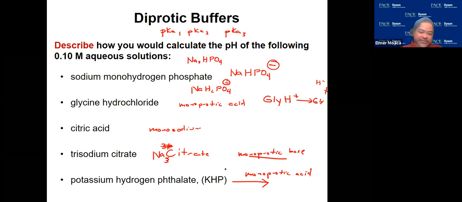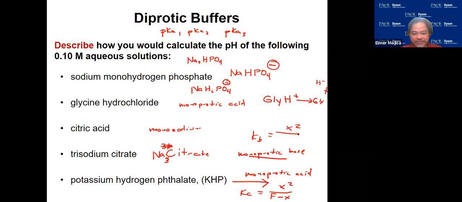So whatever the concentration, you just do the thing that Ka equals x squared over F minus x. If it's a base like this one, you have Kb equals x squared over F minus x. If it's this one, it's just the average of the pKa values that you have, where you can find those species.